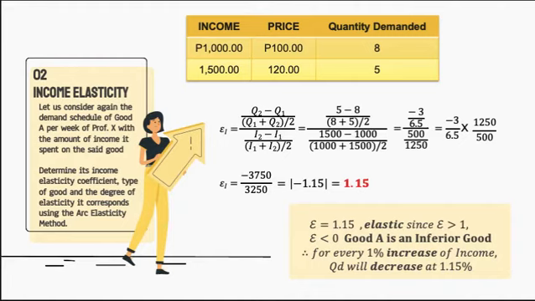And since we need to take the absolute value in order to know the degree of elasticity, then good A is said to be highly sensitive to a change in income since 1.15 is greater than 1. It is elastic. Therefore, we can analyze that for every 1% increase of income, quantity demanded decreases by 1.15%.